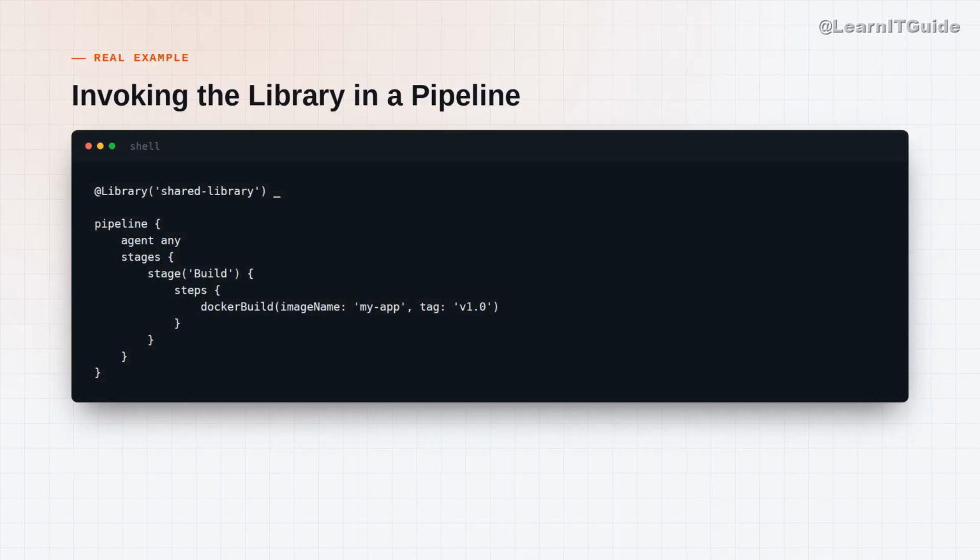Here is what the production-grade implementation looks like. At the very top, we use the library annotation to load our shared library. The underscore is critical. It tells Jenkins to load the library but not to stop the script. Inside the stage, we simply call docker build as if it were a native Jenkins command. This abstracts all the complexity of Docker commands away from your developers. They just provide the parameters and the library handles the rest.